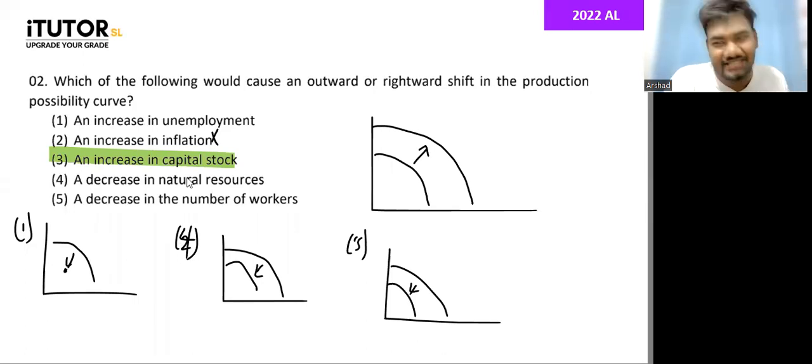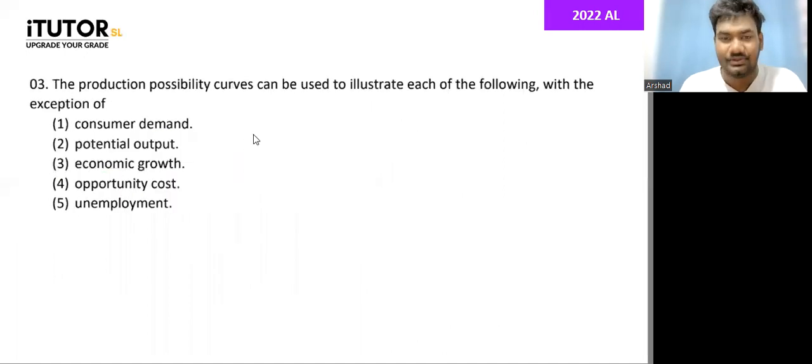What is capital stock, guys? Maybe the machines, maybe the buildings, maybe whatever, right? The capital stock of the country has gone up. What does that mean? The factor endowment, the amount of resources you have has gone up. So now you can produce more goods and services. So meaning your PPC is now shifting to the right. Okay. Is that okay? Fine. 2 is answer number 3. Okay. Done. Then last 2.